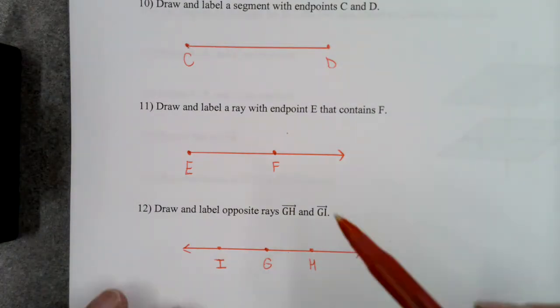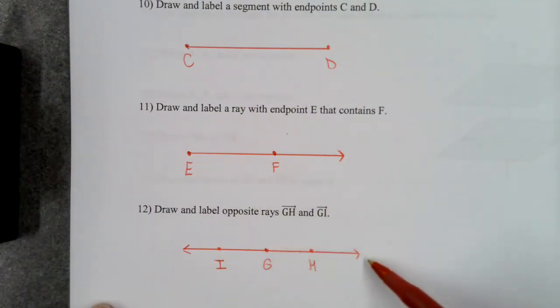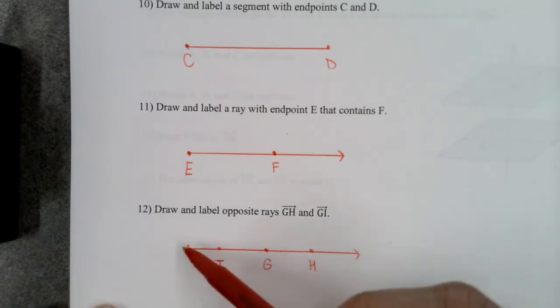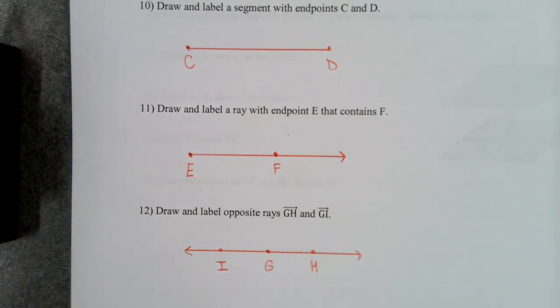And those are opposite rays. GH starts at G, goes to the right. GI starts at G and goes to the left. So they go opposite ways. Those are opposite rays. Opposite rays go opposite ways. Okay.